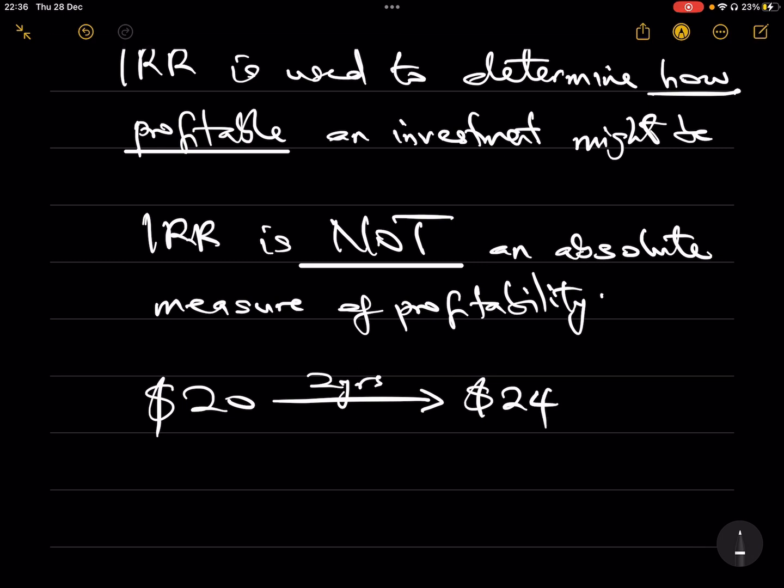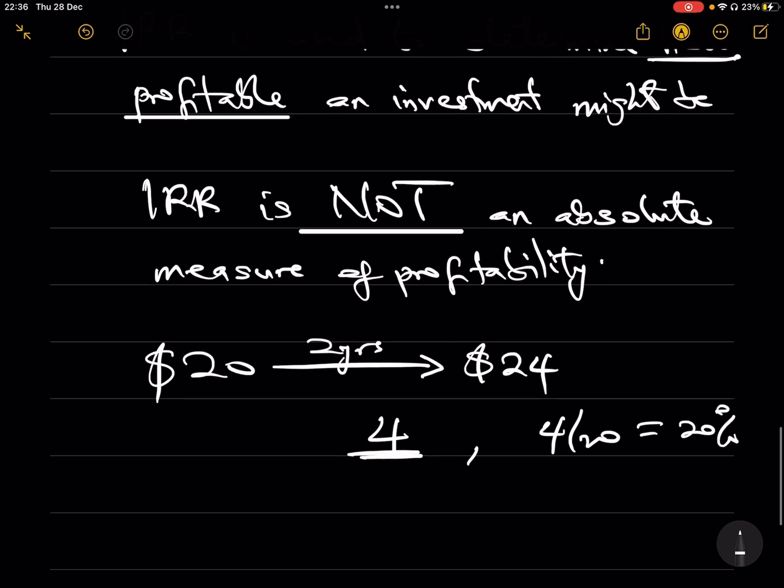You are excited. What's your absolute profit? Your absolute profit is 4, 24 minus 20. And in terms of percentage, that is 4 over 20, and that is 20%. That is your absolute profitability. But that is not IRR.